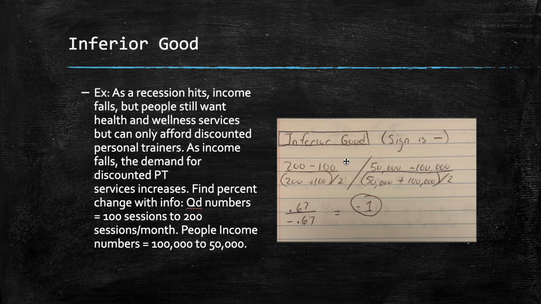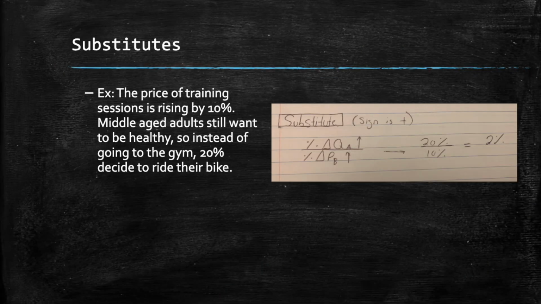Run the quantity part in your calculator, and you should get 0.67. Do the same thing for price. You should get negative 0.67. Now you've got those two numbers, you're going to divide them, and then you should get -1. And because the sign is negative, that's what makes it an inferior good. Next, we are going to discuss substitutes. In the personal training industry or the fitness industry, there are a lot of substitutes, and we'll talk about those substitutes later on.